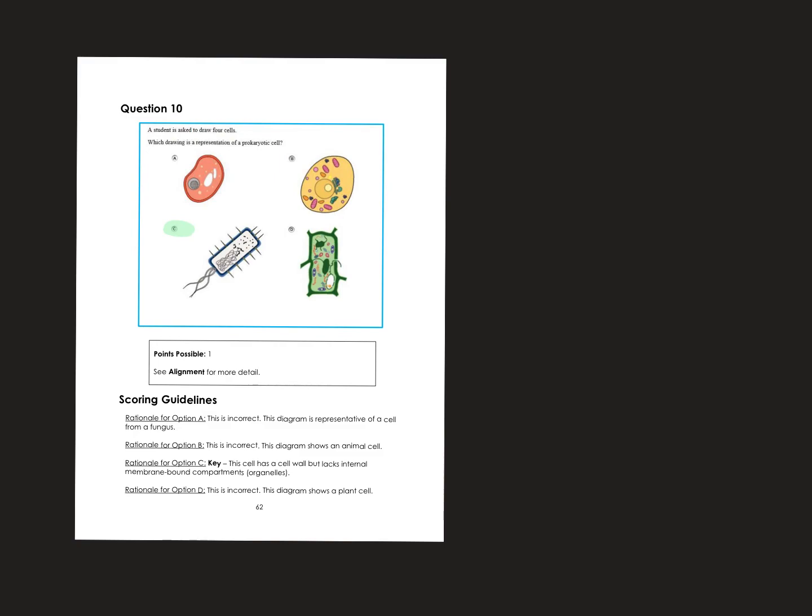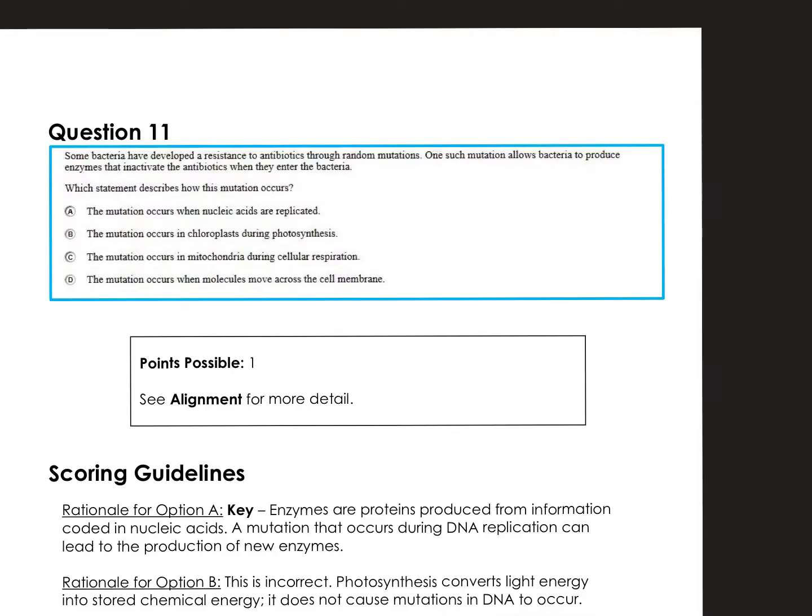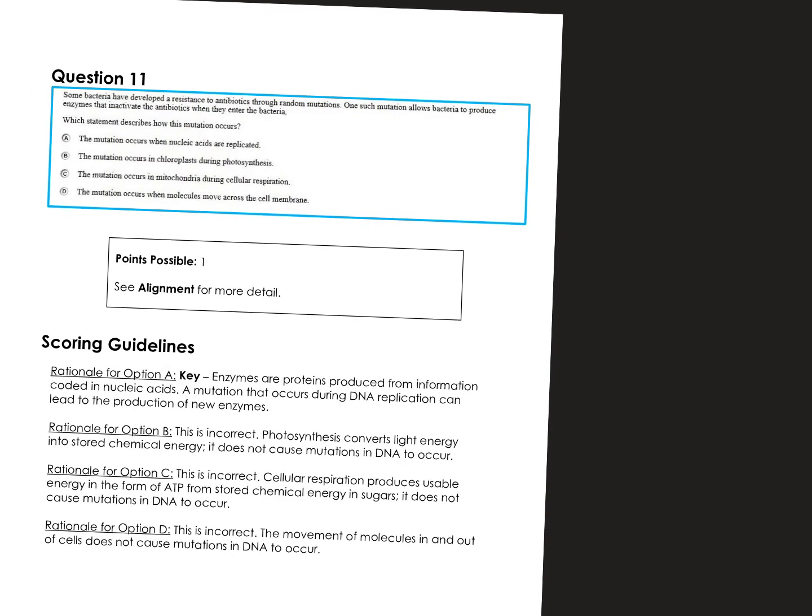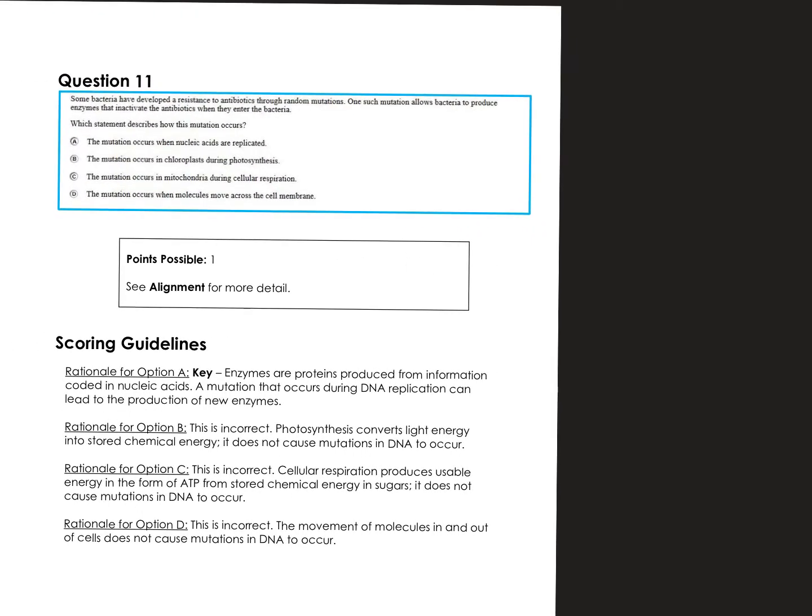All right, moving on. Say here in this question 11, some bacteria have developed a resistance to antibiotics through random mutations. One such mutation allows bacteria to produce enzymes that inactivate antibiotics when they enter the bacteria. Which statement describes how this mutation occurs? The mutation occurs when nucleic acids are replicated. That's certainly possible, right? There could be mistakes in replication. So we have to put that kind of as a question mark because we're not sure it's the best answer, but possibly.